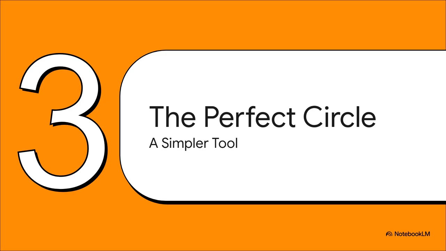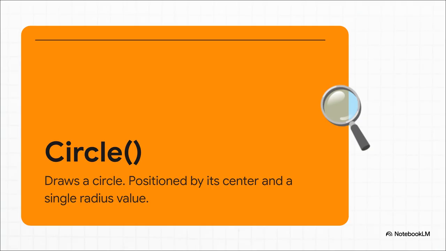Okay, time for a more specialized tool. Now, a circle is really just a special kind of oval, right? But Python gives us a much easier, more direct command for when you need something perfectly round. And this is why the circle function is so great. Just like the oval, you give it a center point, an x and a y, but instead of needing a separate width and height, you just give it one number, the radius. You know, the distance from the center to the edge?